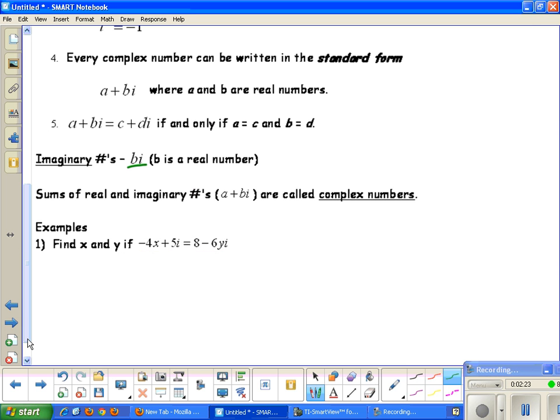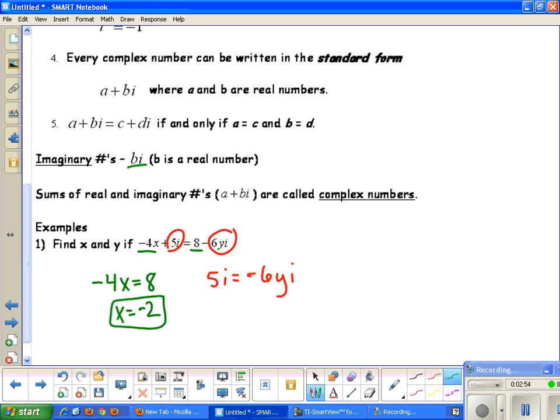The way that I would do that is I would take the real part of the problem, which is here, and set them equal to each other. So negative 4x equals 8. And then I would take the imaginary part and set those equal to each other. So 5i is equal to negative 6yi. And then all you have to do is solve in order to find out what x and what y would be equal to. So for this, if I divide by negative 4, I get x is equal to negative 2 here.